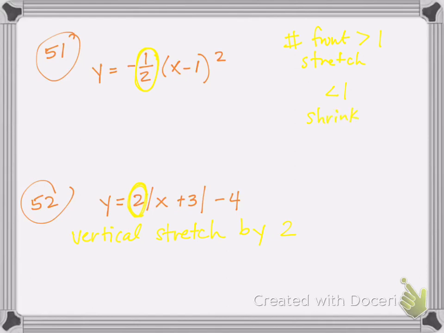So what would 51 be? Would it be a shrink or a stretch? It'd be a shrink. So we would say vertical shrink by 1/2. So that's what the number in front does. If you have a negative sign, so 51 has a negative sign right here, if it is negative, then you say it reflects the x-axis. If it doesn't have a negative sign, if it's positive, then you just leave it be. You don't say anything.